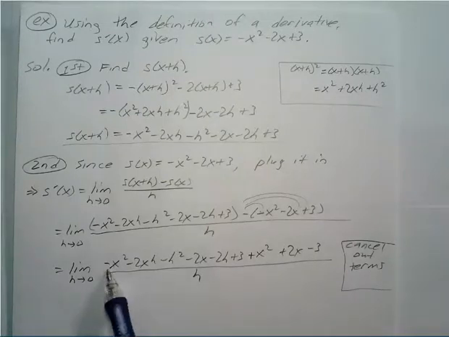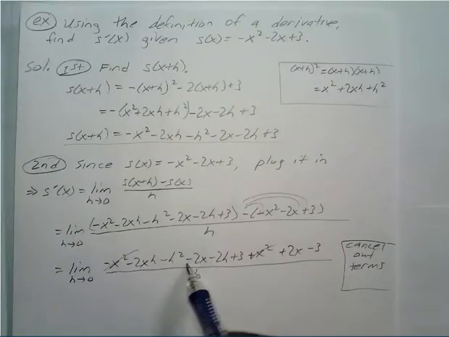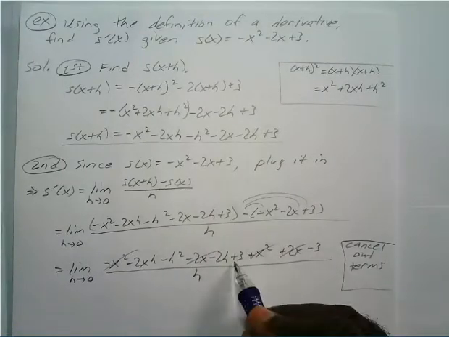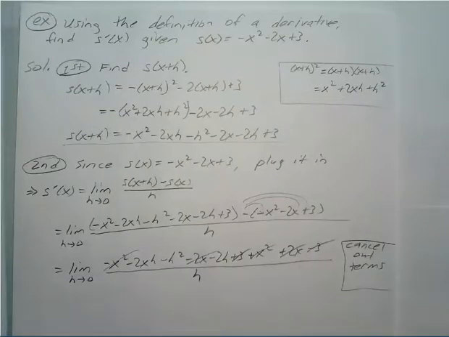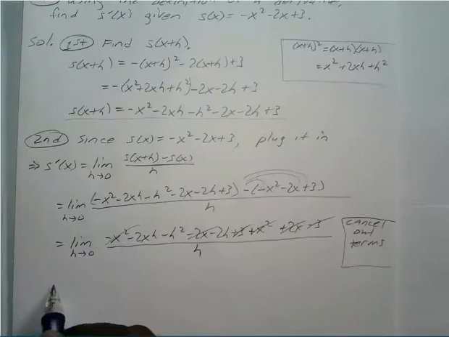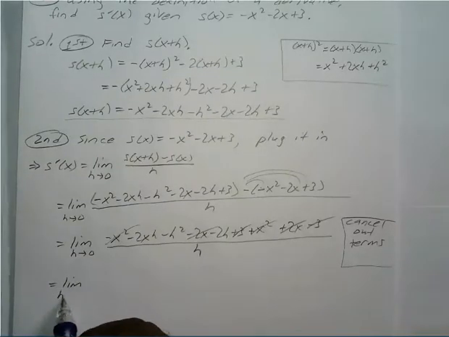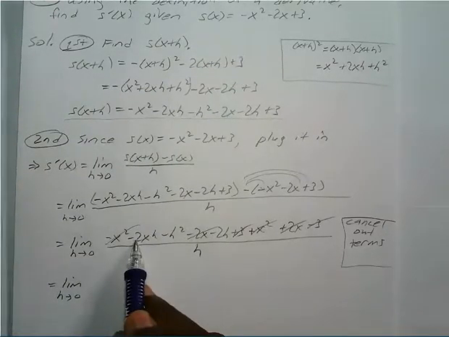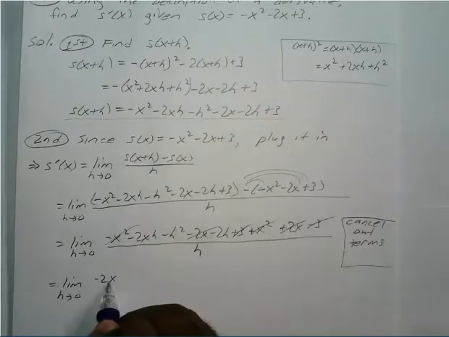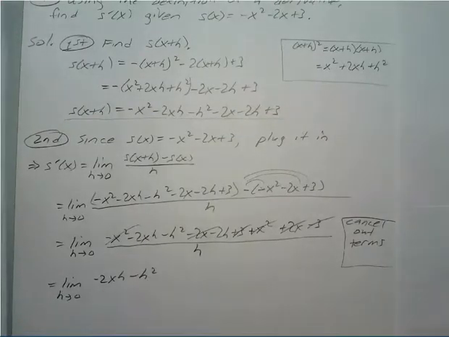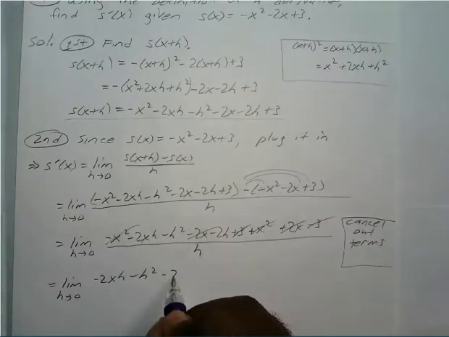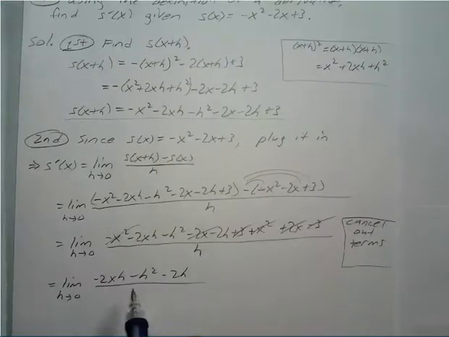Okay, so you have negative x squared, positive x squared. Those cancel. Negative 2x plus 2x, that cancels. You have plus 3 and minus 3, that cancels. Okay, so you can see things start to cancel out. Once everything starts to cancel out, you'll see the limit as h approaches 0 of negative 2xh minus h squared minus 2h all over h.